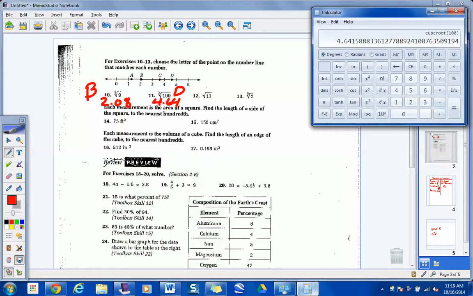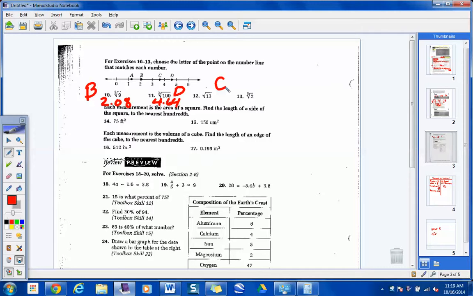Okay, now we're square rooting stuff, right? Square root of 13. I get 3.6 for that. So which one looks like about 3.6 up there on the number line? C. So that makes the last one have to be what? A. All right.